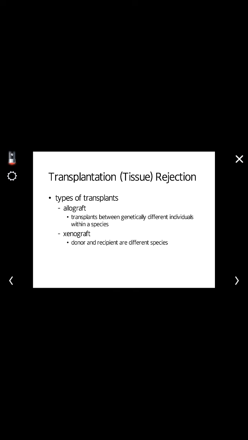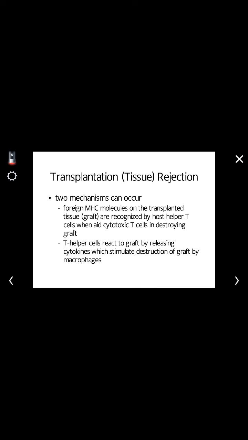Transplantation tissue rejection. These are types of transplants. We have an allograft, a transplant between genetically different individuals within a species. A xenograft is where donor and recipient are different species.